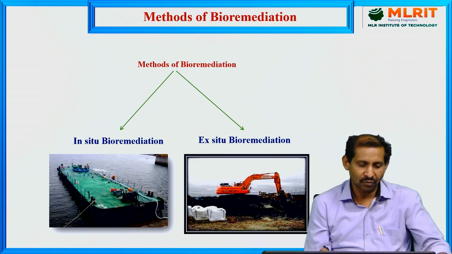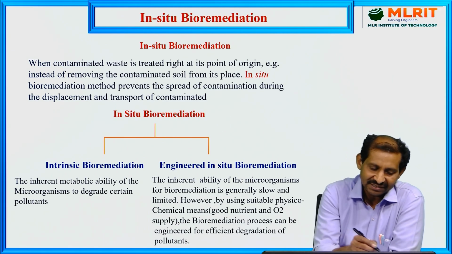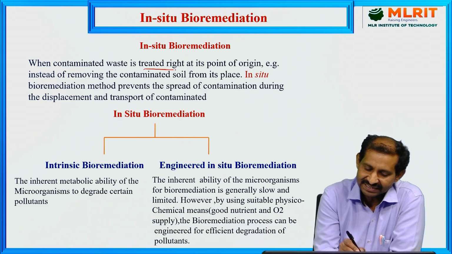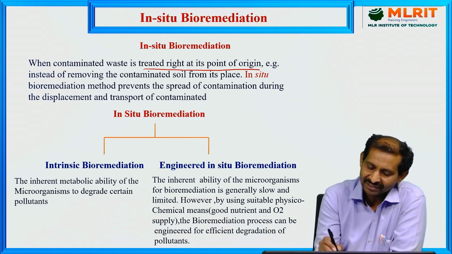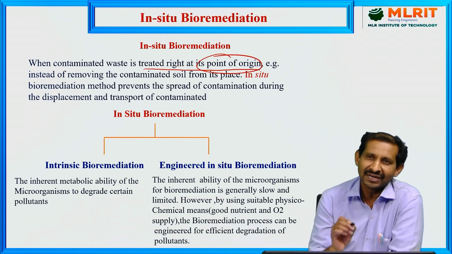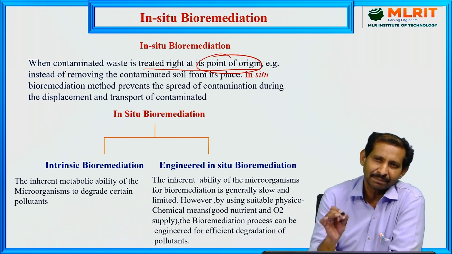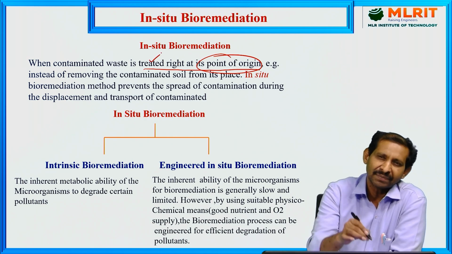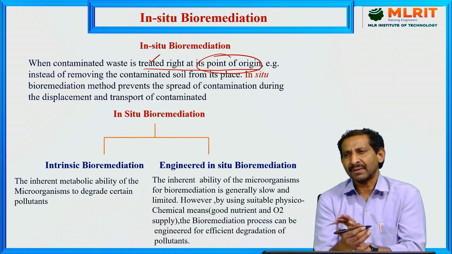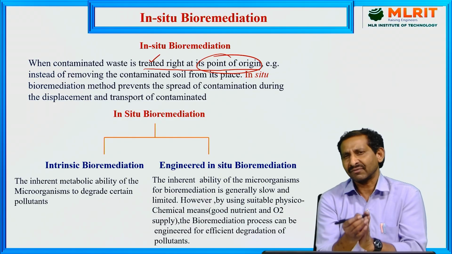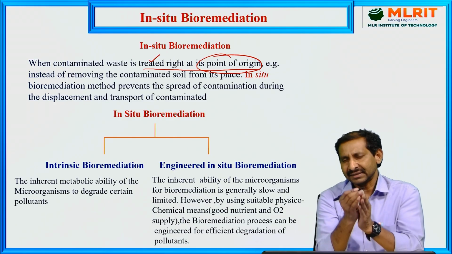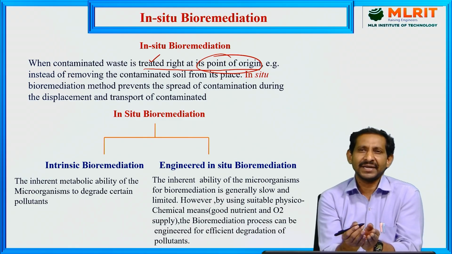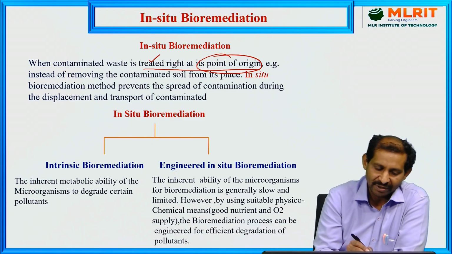Now we can go one by one. In situ remediation means the contaminated waste is treated right at its point of origin. So where the pollutants or contaminants are available, at that place, that origin itself, the treatment takes place. The microbes or microorganisms are added, and at the site itself the contaminants are removed. That is called in situ bioremediation.